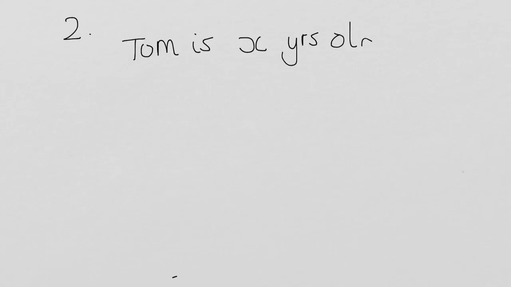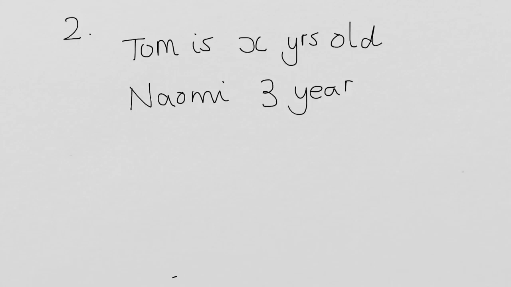Question 2, you are asked to come up with an equation for Naomi's age. We know that Tom is X years old, okay, and we are told that Naomi is 3 years older. All you have to do is put that into an equation. So you might have Naomi equals, and then whatever the equation is.